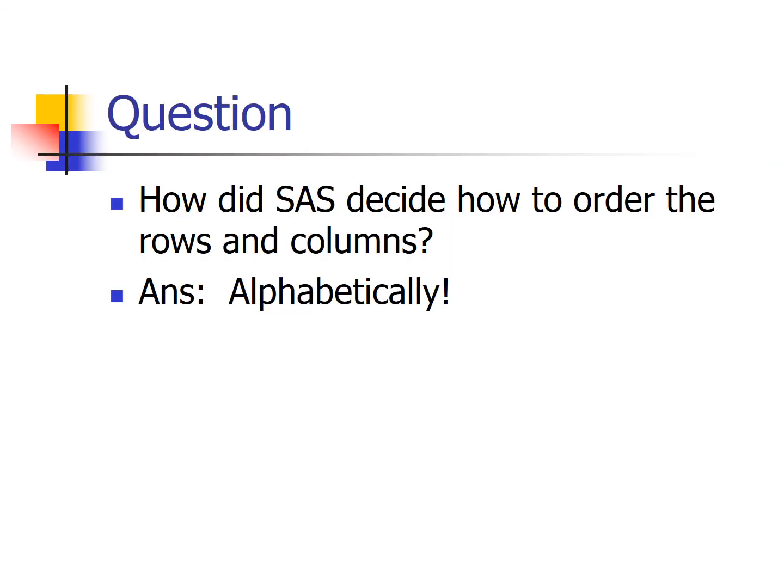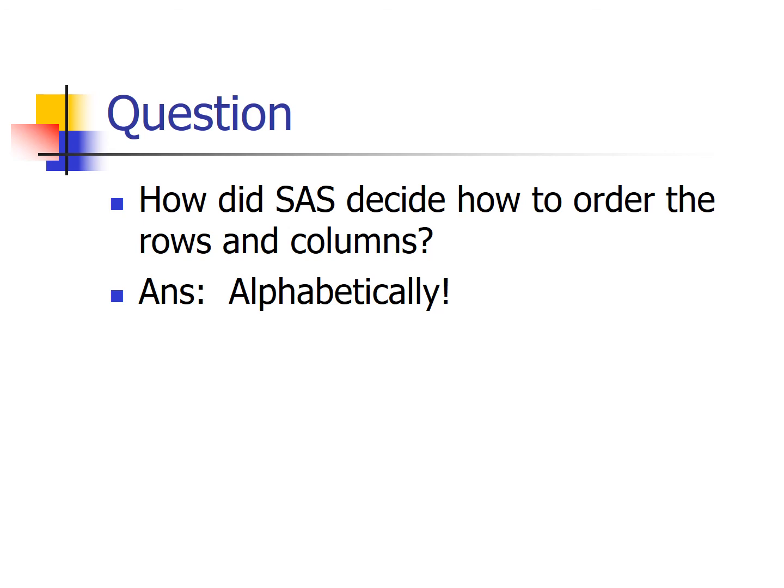Now, one little side note. When I go back and look at that table, I'll see that SAS put aspirin on the top, placebo on the bottom, put myocardial infarction on the left, put none on the right. Why did SAS do it that way? How does SAS, by default at least, order the rows and the columns? SAS does it alphabetically, or if you have numbers involved, alphanumerically.